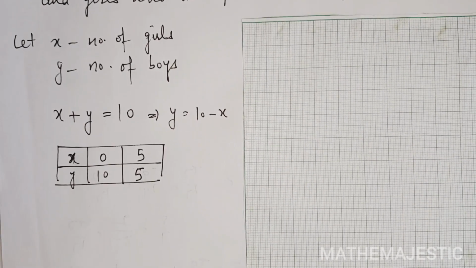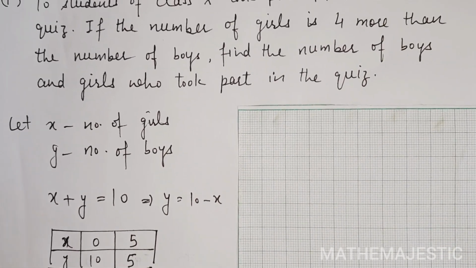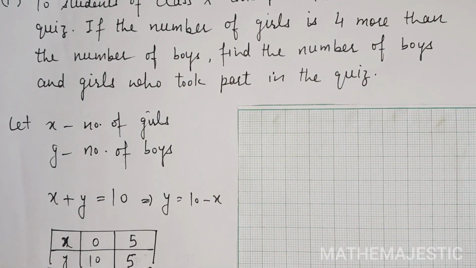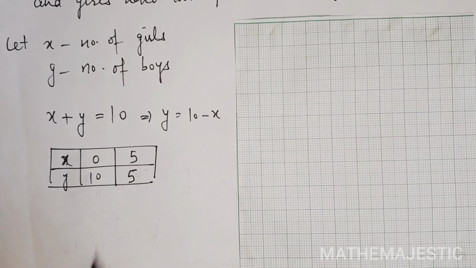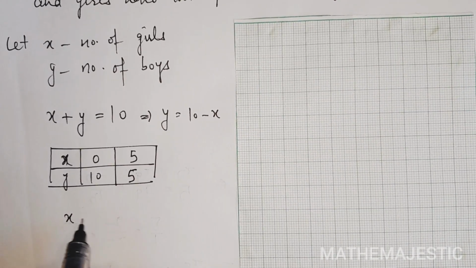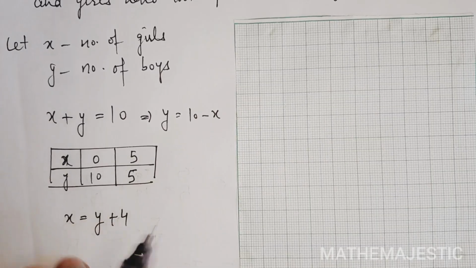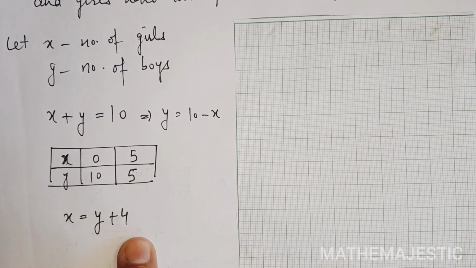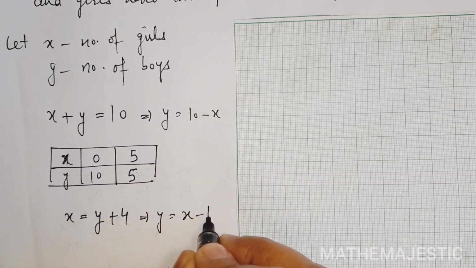Now we will formulate the second equation. In the question it is given that the number of girls is 4 more than the number of boys. Girls are 4 more than the boys. So that means x is 4 more than y. To make them equal, we have to add 4 to the number of boys because girls are 4 more than boys. So the equation will be x equals y plus 4. So from here also we will find y, which is x minus 4.